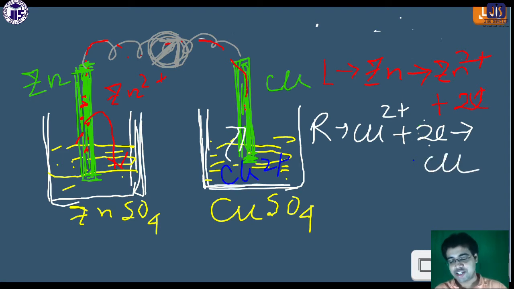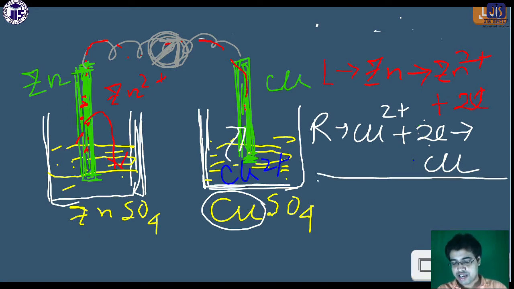So in the left hand side zinc converts to Zn2+ by losing 2 electrons, and in the right hand side copper 2+ takes 2 electrons. Copper 2+ is coming from the copper sulfate, because in the solution copper sulfate is present, so Cu2+ + 2e- gives Cu. So copper 2+ after taking 2 electrons from the electrode is directly converted to neutral copper. Okay, so ultimately what are we getting? Ultimately there is a full reaction.